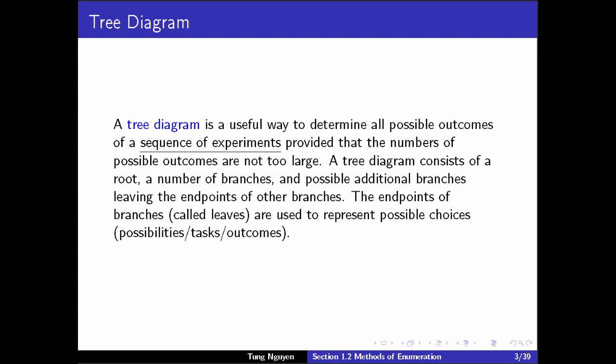So when we draw a tree diagram, it consists of a root, a number of branches representing the outcomes of the experiments, and then possible additional branches leaving the endpoints of other branches. It depends on how many experiments we have in the sequence of these experiments. The endpoints of the branches are called leaves, and they are used to represent the outcomes.